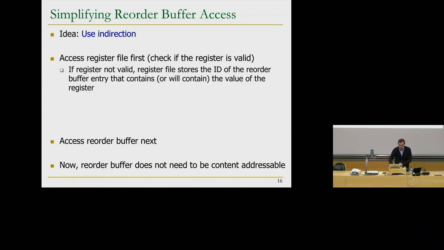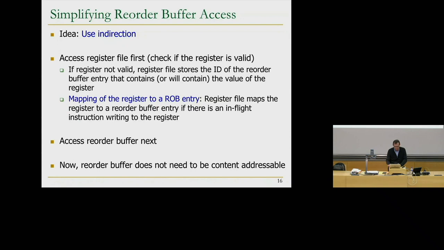So how do you do that? If the register is not valid, it must be coming from an instruction that's somewhere in the reorder buffer. The register file then stores the ID of the reorder buffer entry that contains or that will contain the value of the register. So basically now we've mapped a register to a reorder buffer entry. The register file maps the register to a reorder buffer entry if there is an in-flight instruction writing to that register.